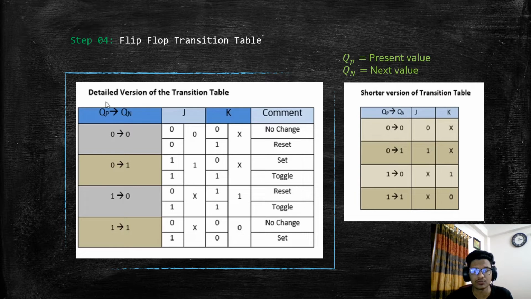Lastly, our present value is 1 and our next output value is also 1. So here we put 0 or 1 in J, and 0 in K. 0, 0 works like no change, like memory, and 1, 0 is the set condition. So we can shorten the JK flip-flop transition table to simplify the input values of J and K. Here the J value can only be 0, but the K value can be 0 or 1, so we represent it by the don't care condition. Thus we can shorten this table.